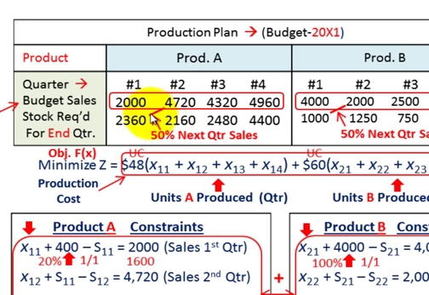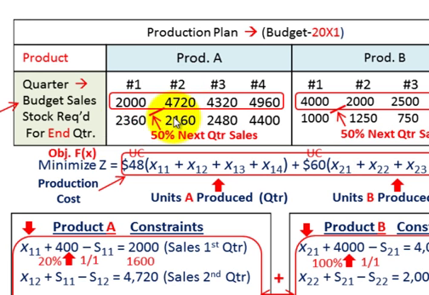Okay, and just going through here for product A, let's just say as of the end of the first quarter here, we're going to need 50% of the next quarter sales. And if our next quarter sales we're budgeting at 4,720, so 50% is 2,360, and so on here.